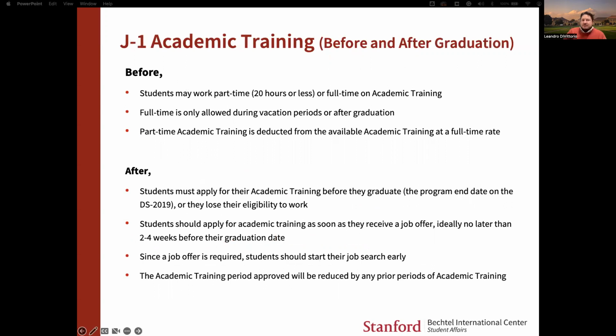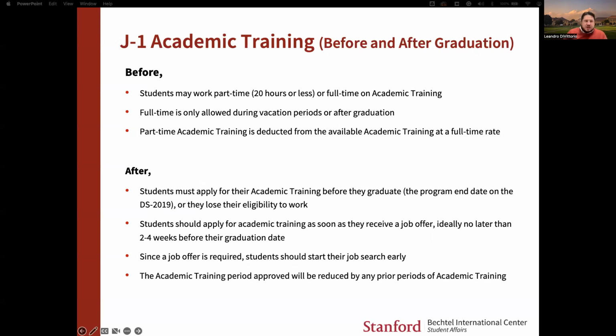Academic training before and after graduation. Before graduation, the student may participate part-time, 20 hours or less. Immigration-wise, part-time is defined as 20 hours or less, and anything above 20 hours is considered full-time. So a student may work part-time or full-time prior to graduation. Full-time is only allowed during vacation periods or after graduation. So during the academic year, the student must do part-time.